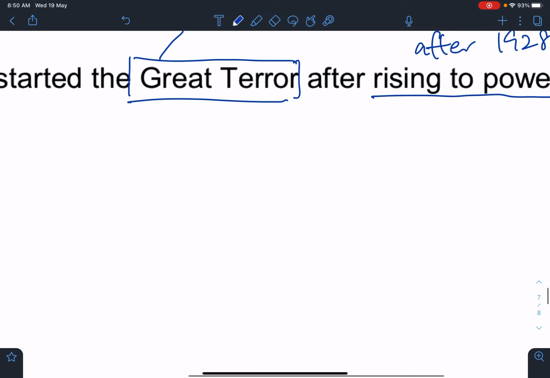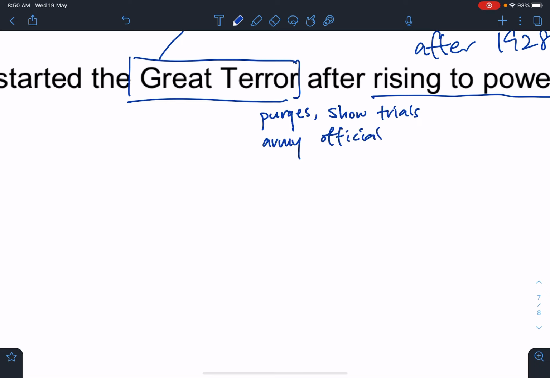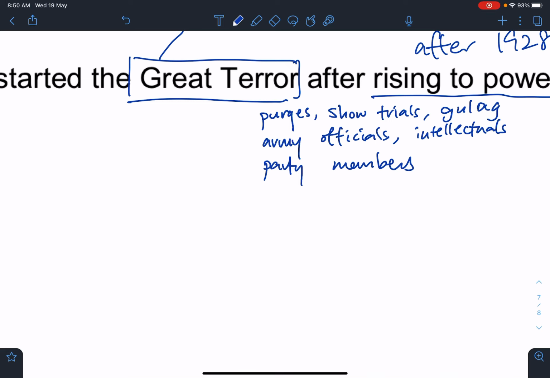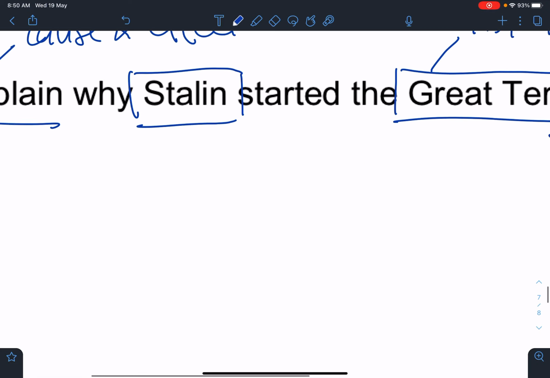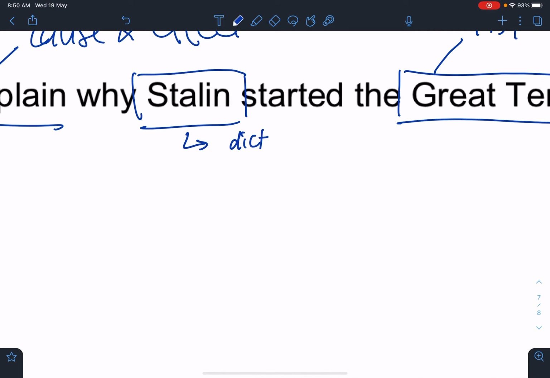Great Terror I know is a time of purges. So I have purges. I have show trials. Who died? Army officials. Intellectuals. Okay? In fact, even Communist Party members, right? So all these people were killed by Stalin. They'll put away the purges, show trials into the gulag, right? Put you into the gulag, alright? So this is what is going on in the Great Terror. So now I ask myself, why did Stalin do all this? I have my information, but I also need to know what Stalin did. So I know that Stalin is a dictator, right? He's a total dictator. He wants complete control.